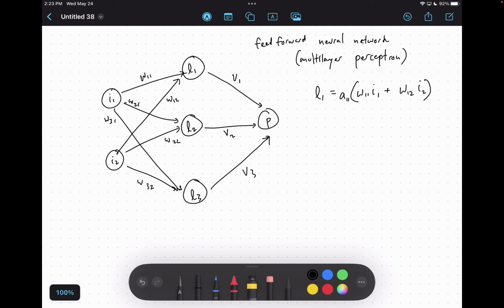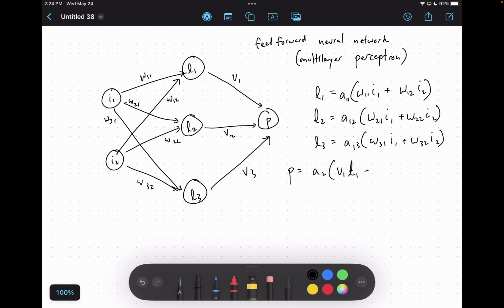Okay, and so similarly, we can figure out what all these guys are. So that would be something like this. A13, W31 I1 plus W32 I2. Okay. And how would I calculate P? V1 times L1, and the activation function, so I'll have activation function A2. It'll be V1 L1 plus V2 L2 plus V3 L3.